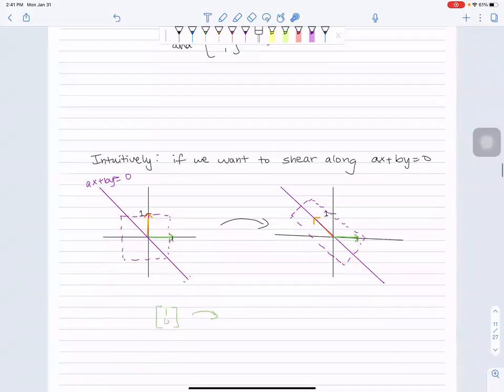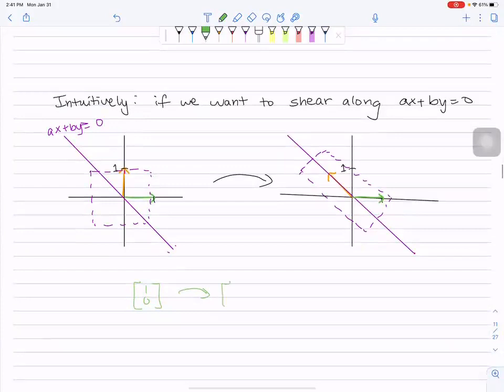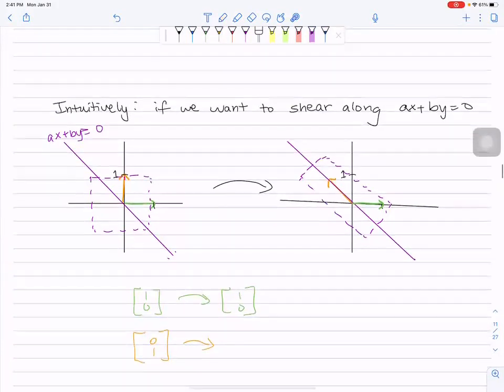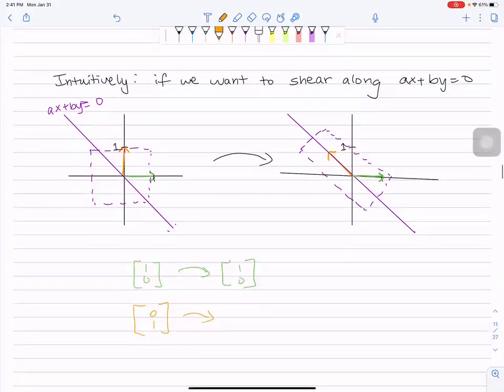Okay, so the green vector stays where it is, so it's 1, 0. What about the orange vector? The orange vector is 0, 1. But now where is this new point that the orange vector went to? Well, we need to figure out what that point is. You notice that the y value is still 1. So we need to figure out what this point is if the y value is 1.